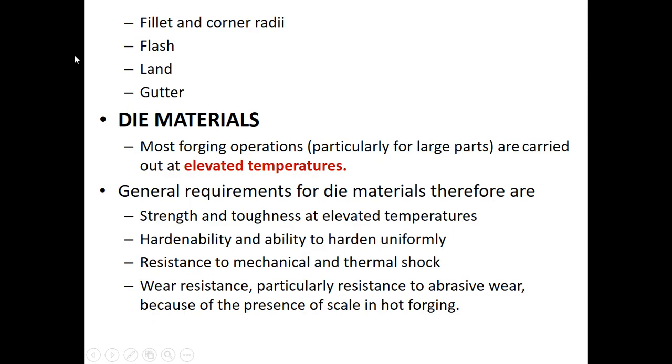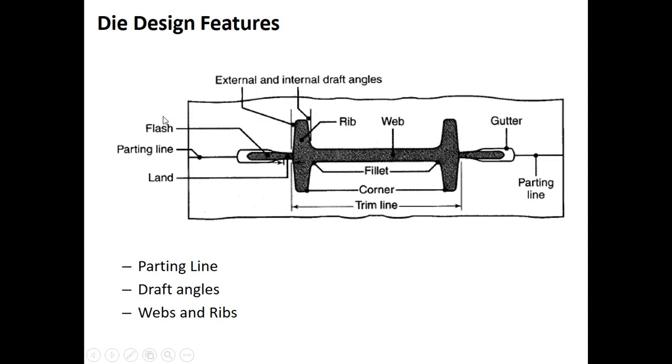The next one would be land. If you look at the diagram again, you can see where the land is placed. You can see why this land is provided here. It determines the surface area along which the lateral flow of the metal occurs. Hence it controls the pressure inside the die.